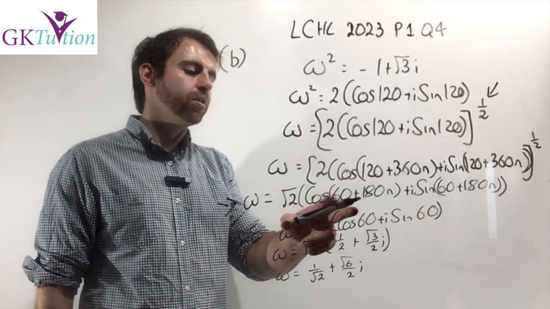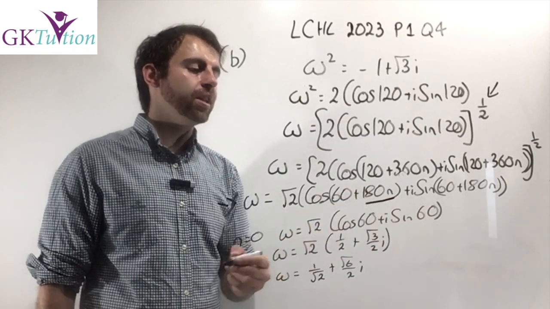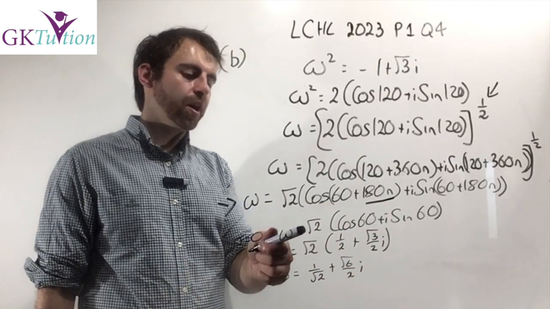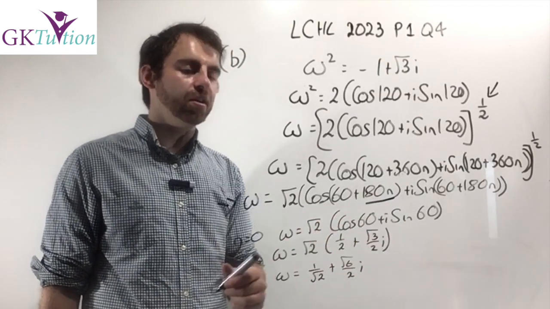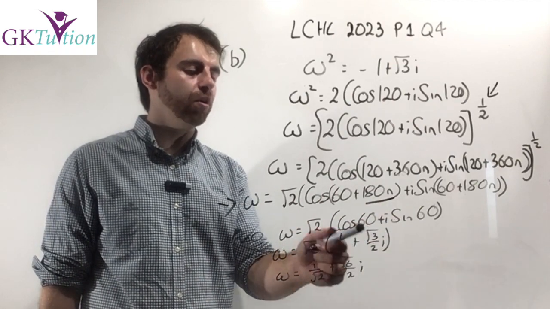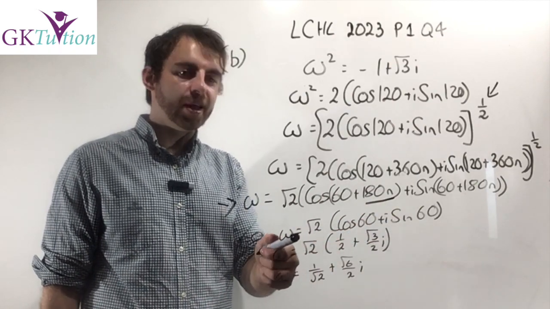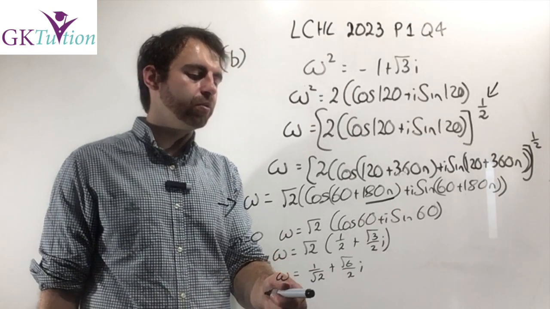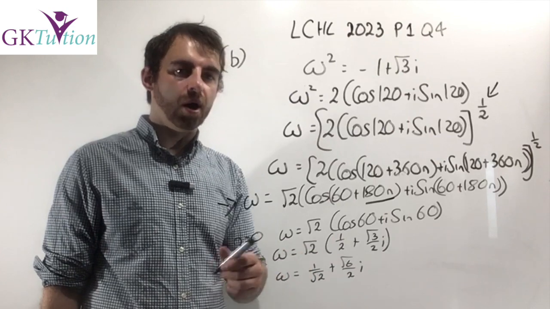If I sub in n = 0, then obviously the 180n becomes 0, so the angle is just 60. So I get √2(cos 60 + i sin 60). The cos of 60 is a half, and the sine of 60 is √3 over 2. Then if you multiply that by √2, your final answer works out as w = 1/√2 + (√6/2)i.